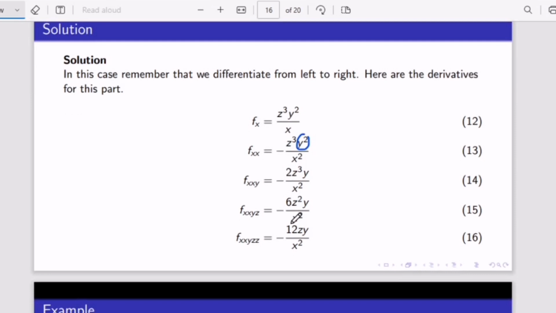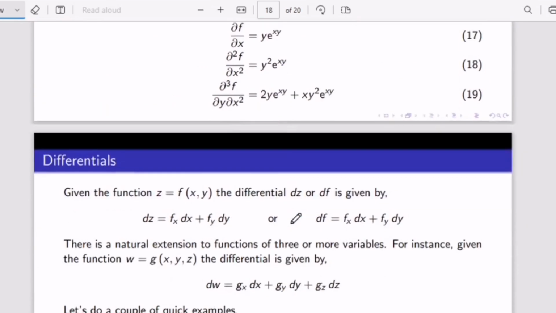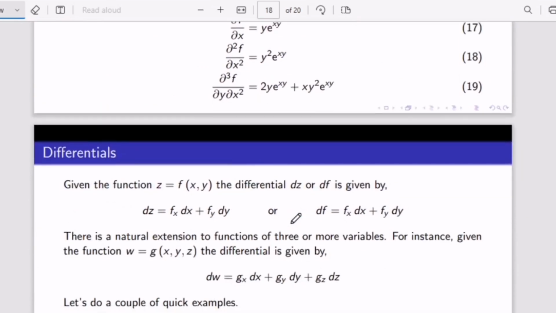So this is how we do it, as simple as that. You must first find the first order, then follow up the procedures, and it's very simple as that, right? And these are some examples that you need to do. So let's go to the differential.